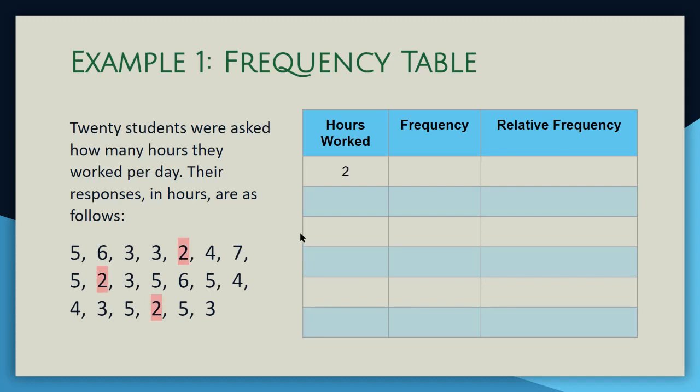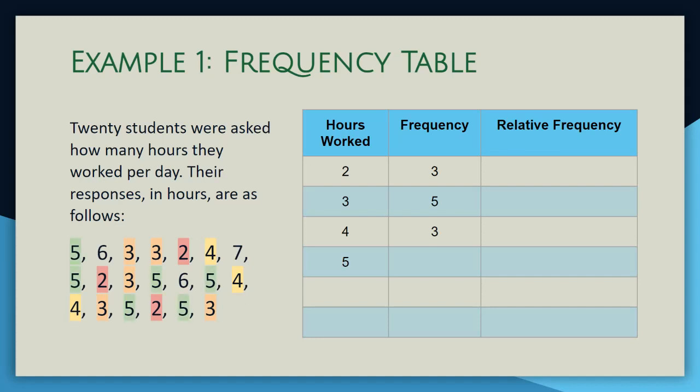And I'm going to count as I go. So I see 3 2s in my data set. So 2 has a frequency of 3. Move on to that next number, 3. I see 5 3s in the list. Moving on to 4, I see 3 4s.